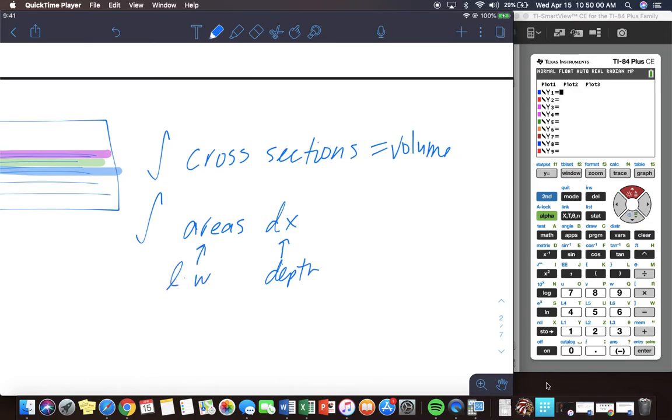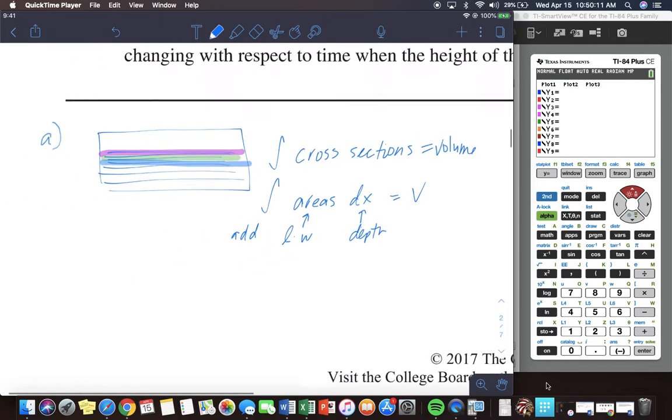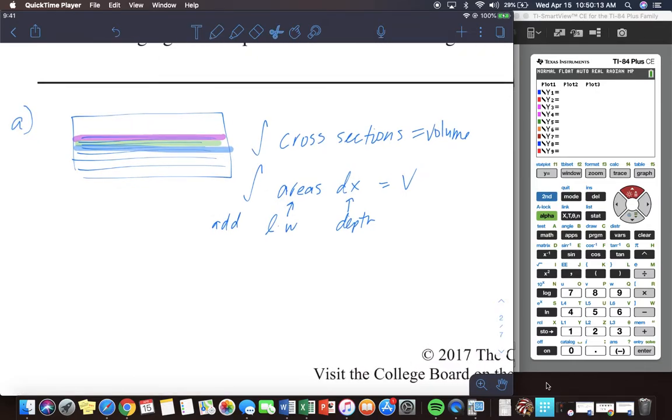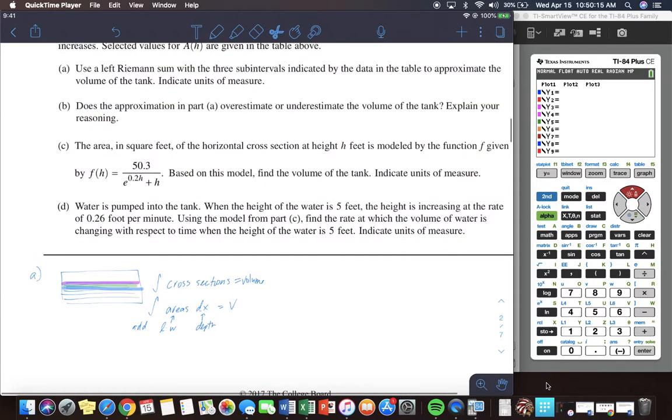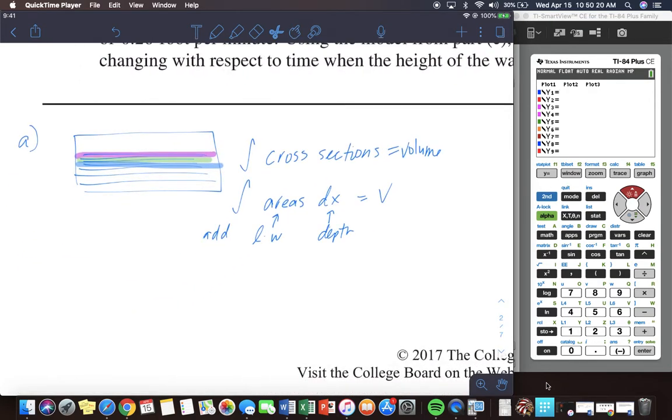And if you remember, an integral just means to add up. So if I add all the length times the width times the depth, then I'm going to get my volume. So that's what we're going to do in part A: we're going to approximate these using a Riemann sum. All right, so let me get rid of this.